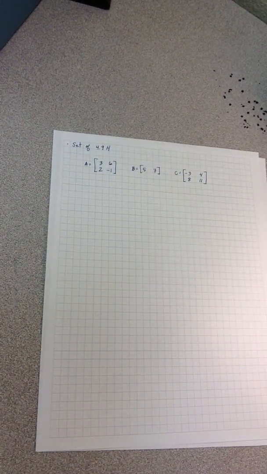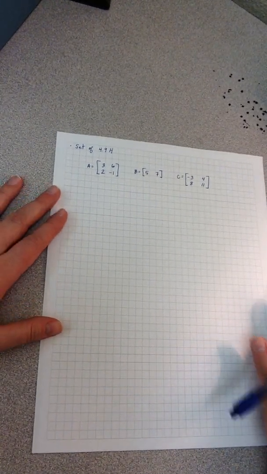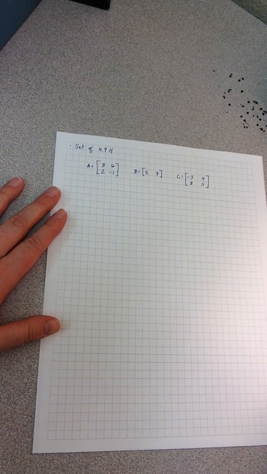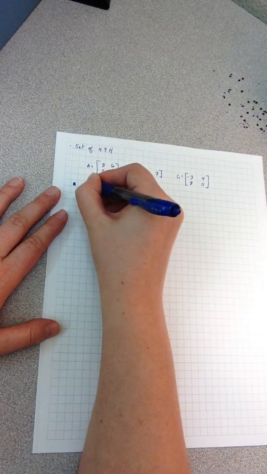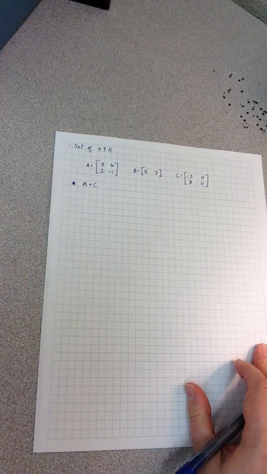These notes are for the set of 4.9H. In that set, you'll be given some matrices and you'll be asked to perform some operations. So our first example, we're going to do A plus C.